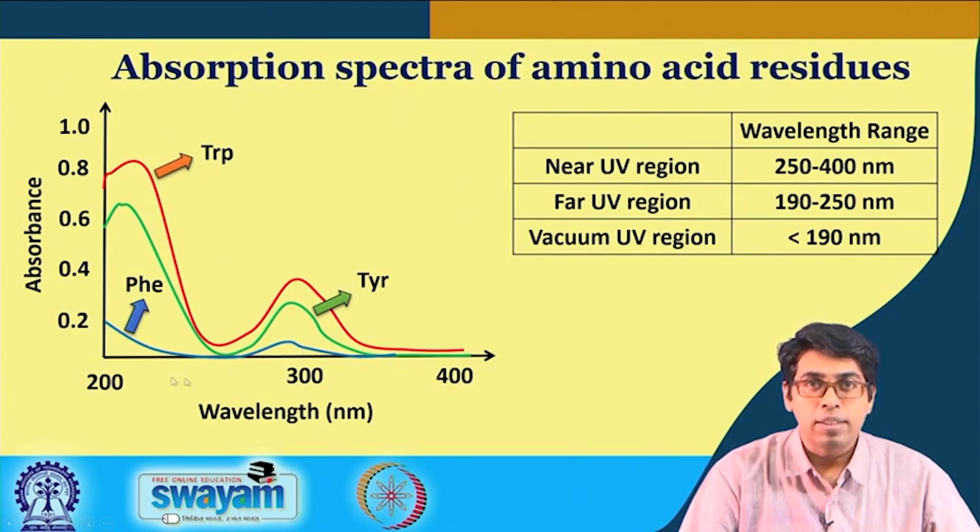We can divide this range 200 to 400 nanometers in these 3 different regions. Less than 190 nanometers will be your vacuum or vacuum UV region. 190 to 250 nanometers is the far UV region. The typical measurements that we have been doing, and you will see in the subsequent weeks also, we will stick to a range which we will call the near UV range. Primarily we will make all our measurements at 280 nanometers.